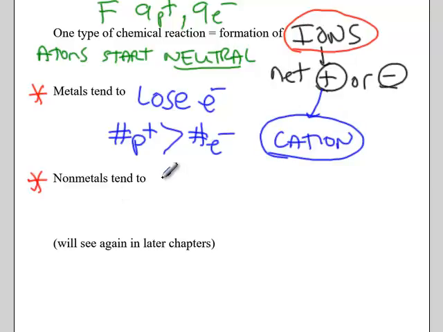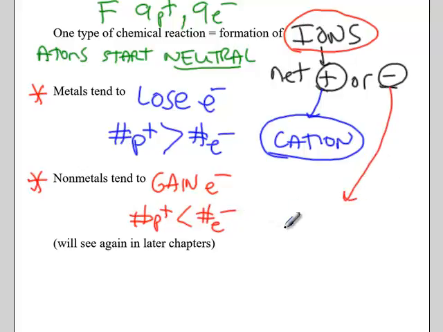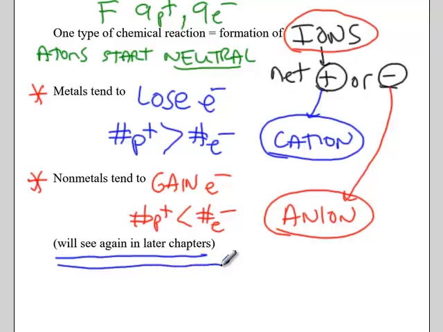Nonmetals are the opposite. Instead of losing, they tend to gain electrons. When it gains electrons, now the number of protons that it has, remember that identifies what type of element it is, so we cannot change the number of protons. We can gain or we can lose electrons, but you can't change the number of protons. So when a nonmetal gains electrons, now the number of electrons is greater, so it has a net negative charge, which is called an anion. This is one of the topics that we're going to come back to again and again and again in later chapters.